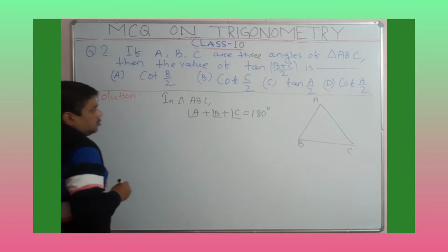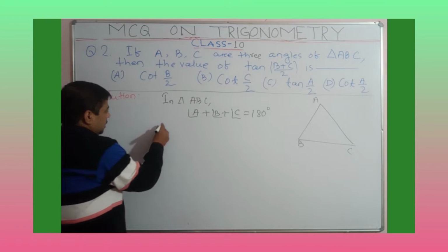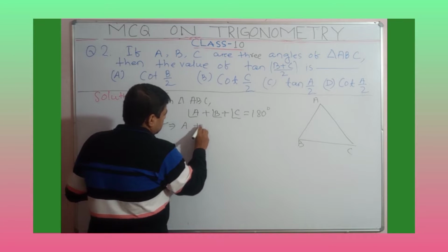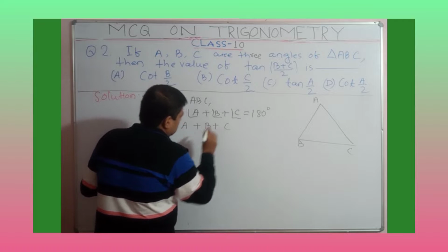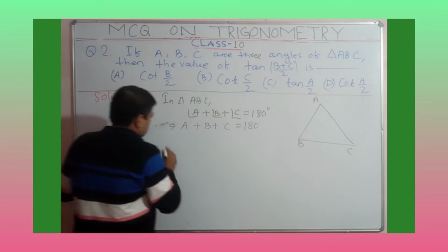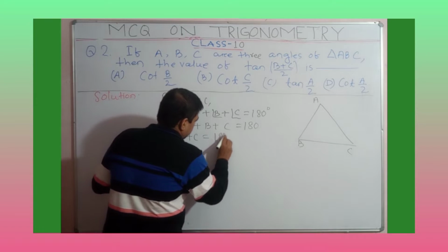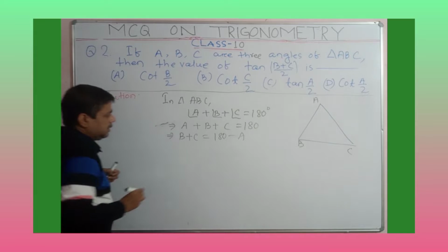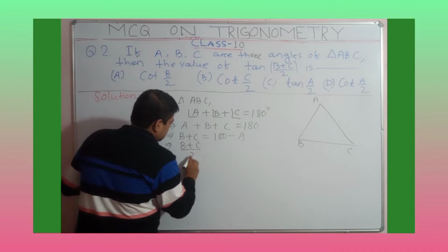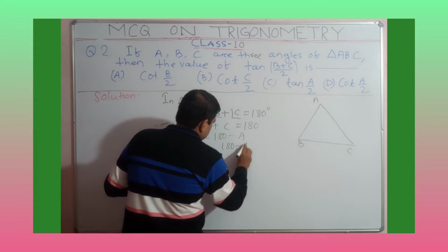Yes or no? So to find out tan (B plus C) upon 2, let us see. You can remove the angle sign. So A plus B plus C is equal to 180 degrees. That implies B plus C is equal to 180 minus A, by transposing A. Then divide both sides by 2: (B plus C) upon 2 is equal to (180 minus A) upon 2, right?